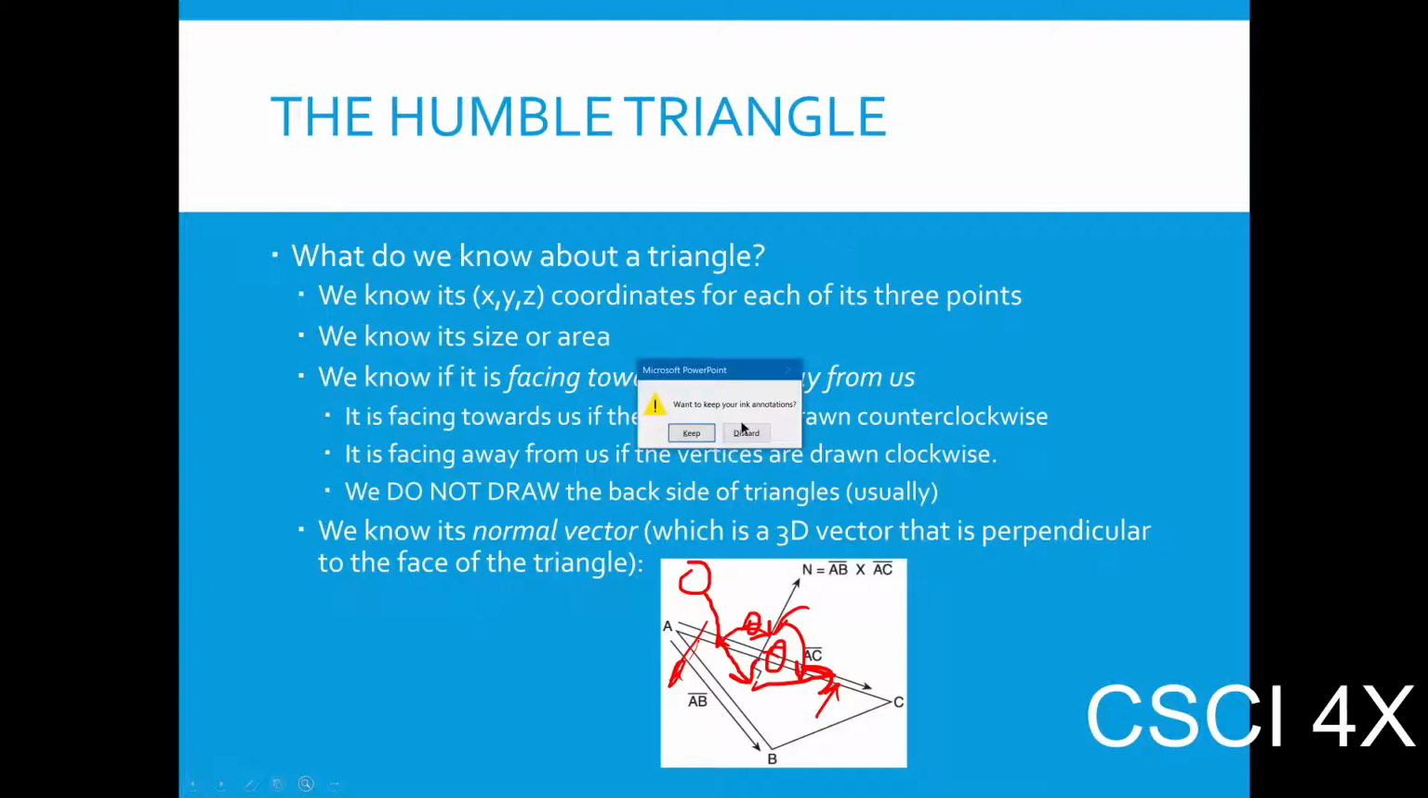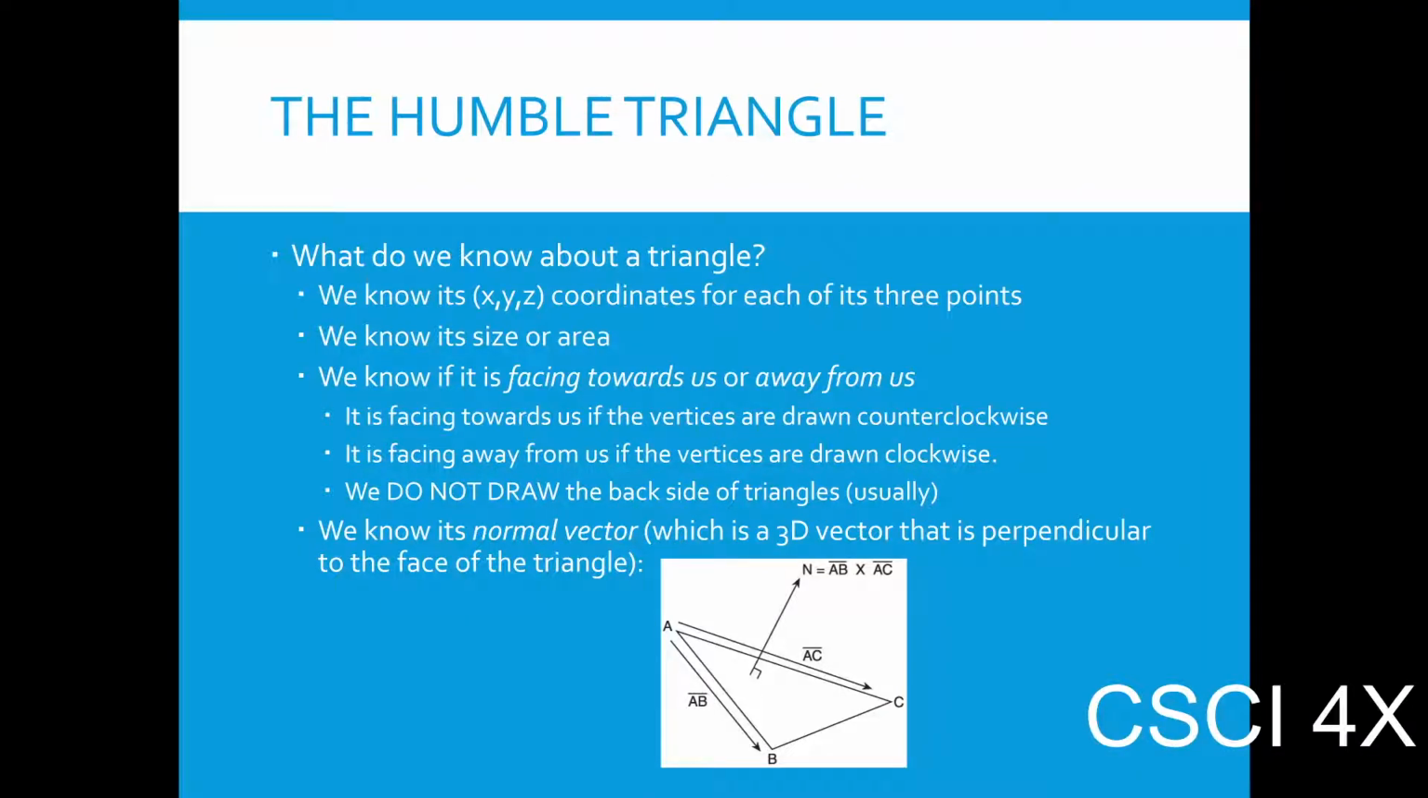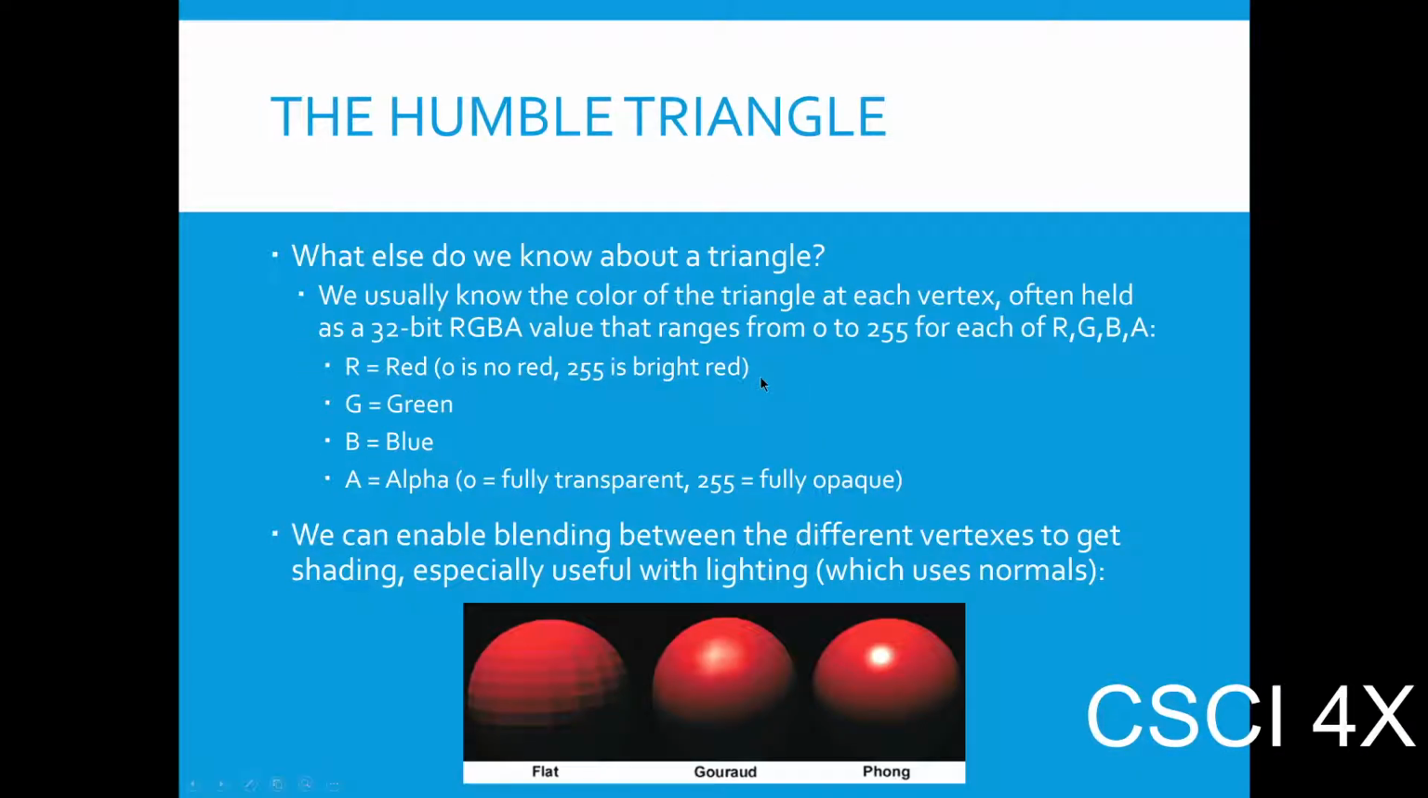But the normal vector is very important. You've also got a color on it. Every triangle has a color, usually. And you guys remember how you used base color?